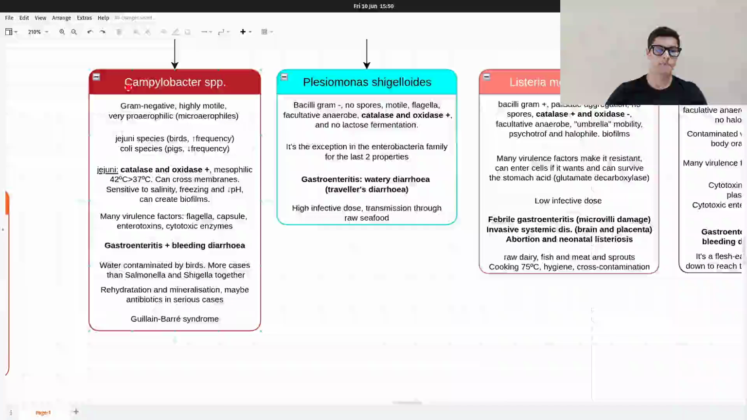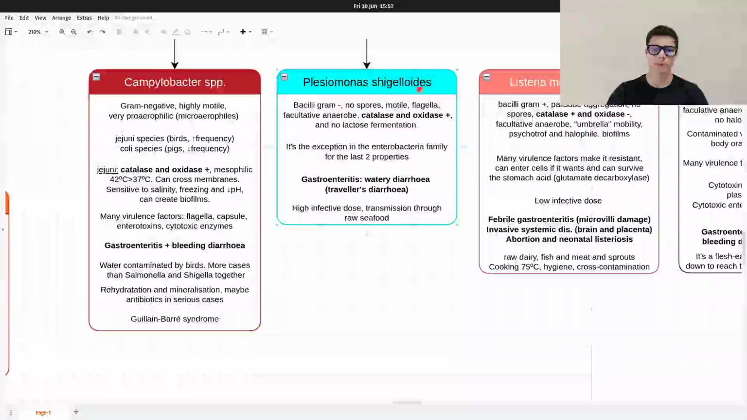So this bacteria is very common, and as it says here, it has more cases than Salmonella and Shigella together. Treatment is rehydration and mineralization, and maybe antibiotics in serious cases. And it can also create the Guillain-Barré syndrome, which is a pre-stage for multiple sclerosis, the demyelinization of the neurons. Very, very dangerous one.